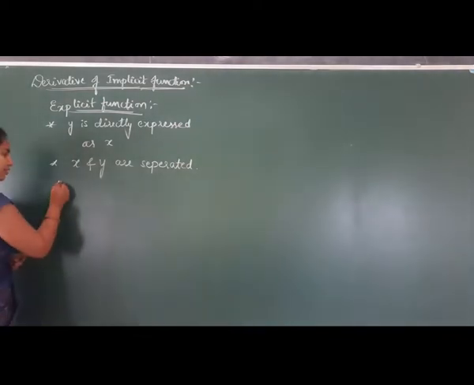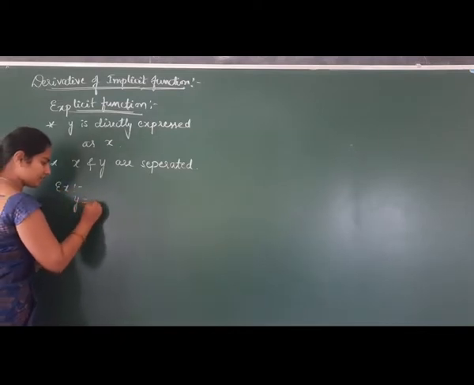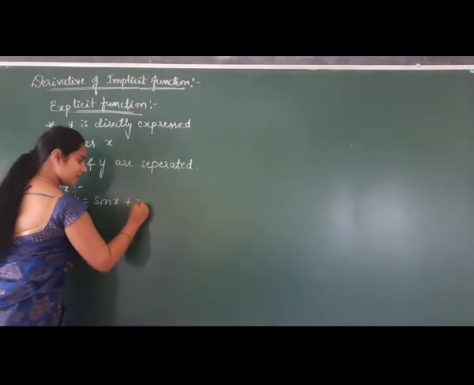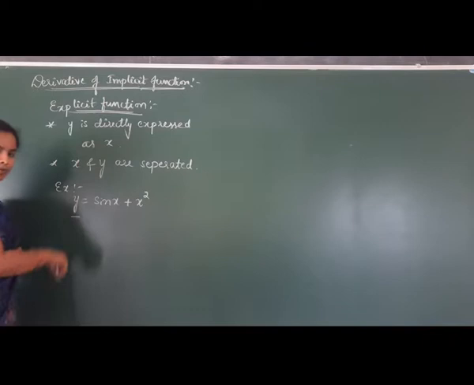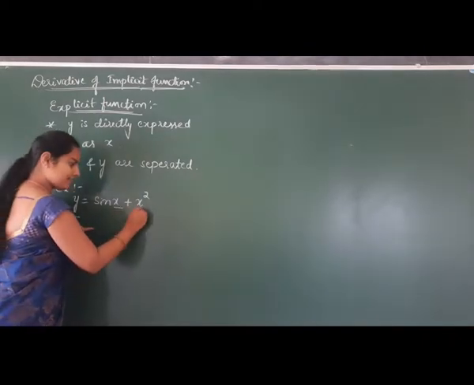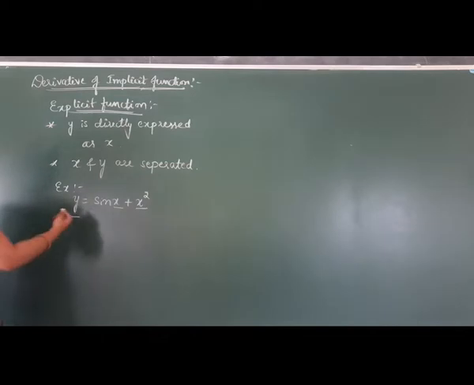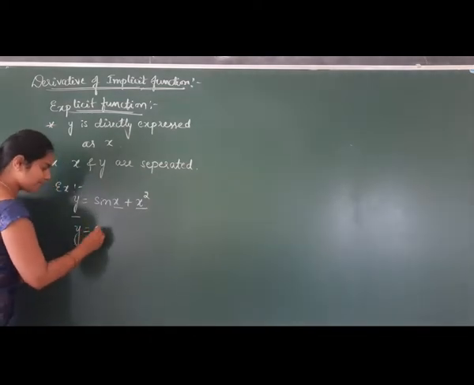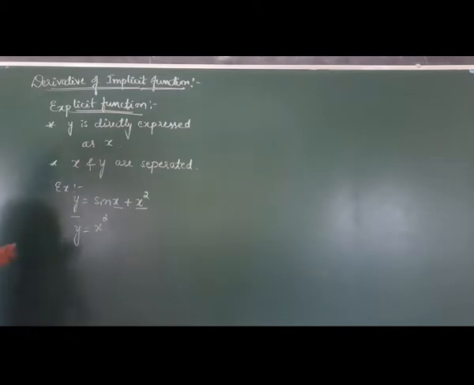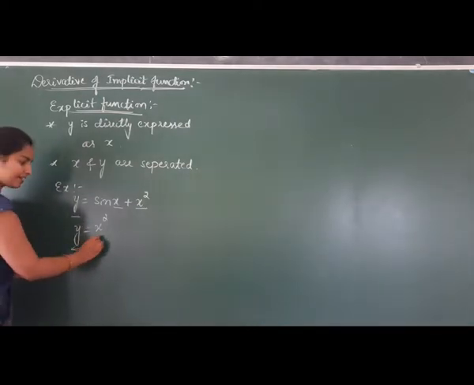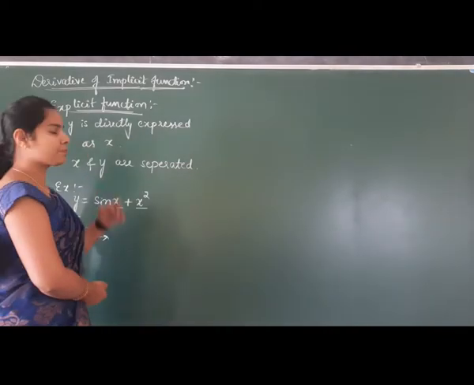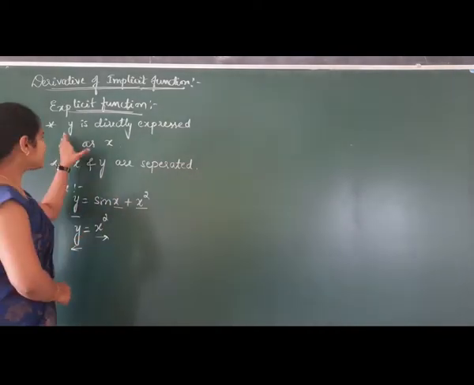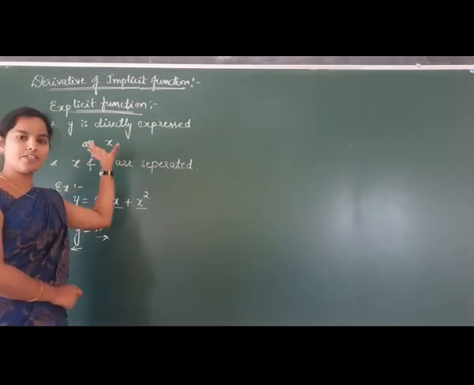For example, y is equal to sin x plus x square. So observe here, y is on the left part and x is on the right part. Okay, so I have another example. y is equal to x square. Here also y is on the left part and x is on the right part. So here y is directly expressed in terms of x. So this is called an explicit function.